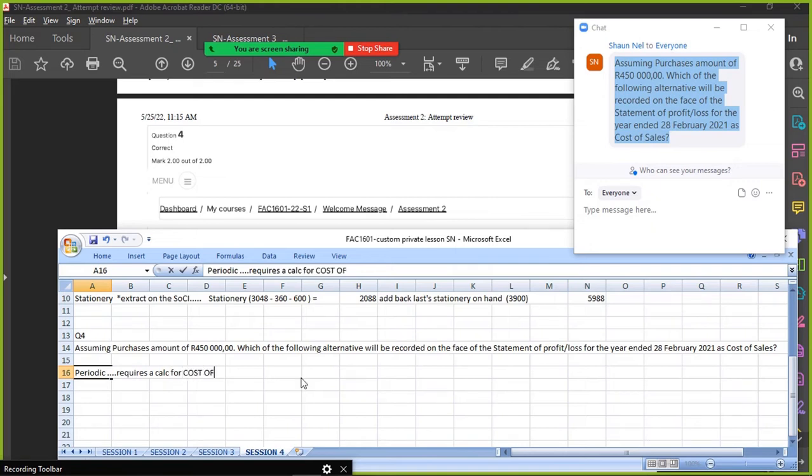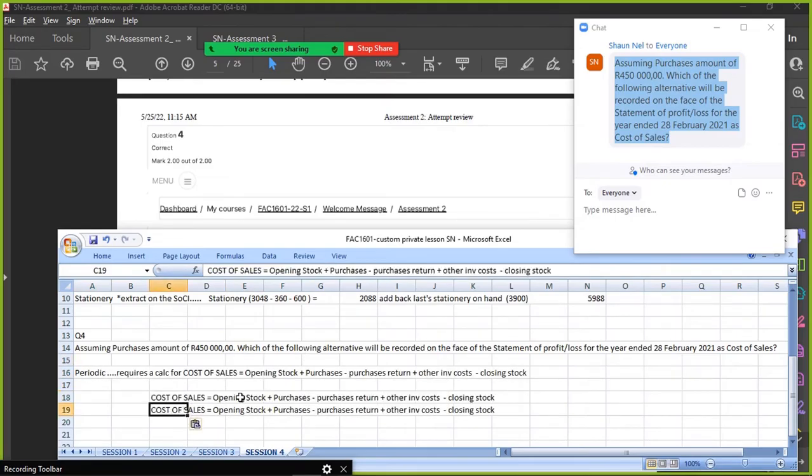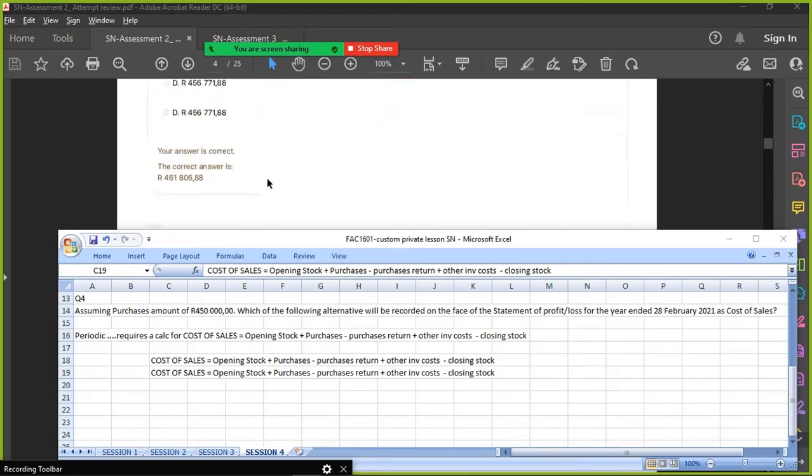for cost of sales. The formula for cost of sales is opening stock plus purchases minus any purchases returns plus any other inventory costs, less closing stock. Okay. I think in this one, where I was coming unstuck was on other inventory costs, but we'll get there as we go through it. All right, so copy paste that, and then we'll replace those amounts with what we've got in the question. So let's go back.